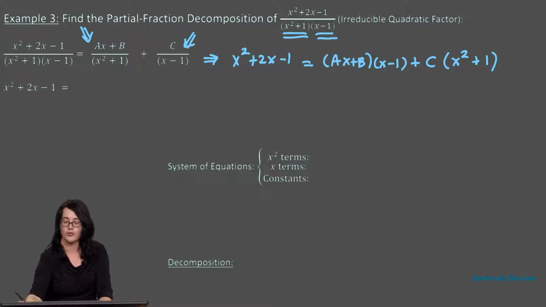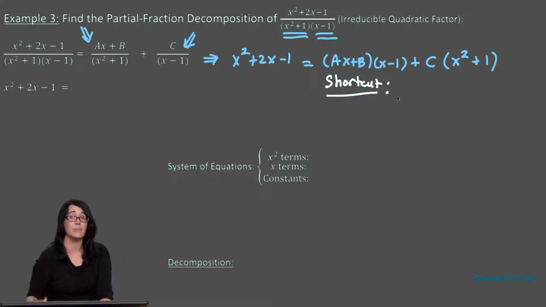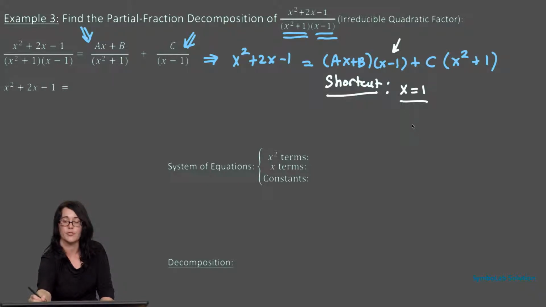Now, if you try to use your shortcut here, it would only get you so far. For example, notice it wouldn't help you with the irreducible quadratic factor because there is no number that would wipe away an irreducible quadratic unless it was imaginary. But it would help you wipe out the first one, right? When x equals 1, what would happen on the left? You'd get 1 squared plus 2 times 1, which is 3, and 3 minus 1 is 2. So I would have 2 on the left.